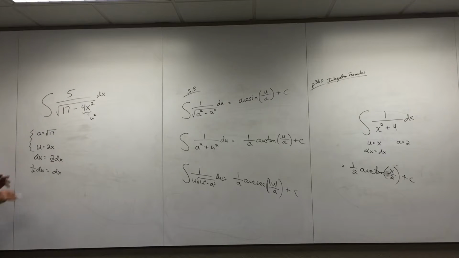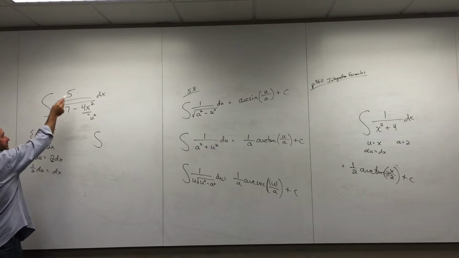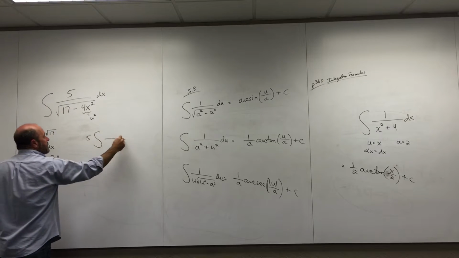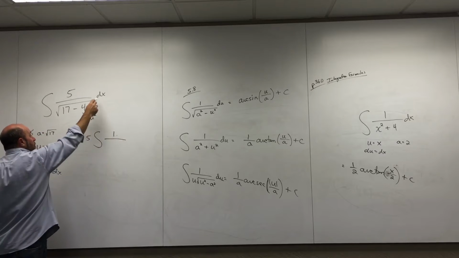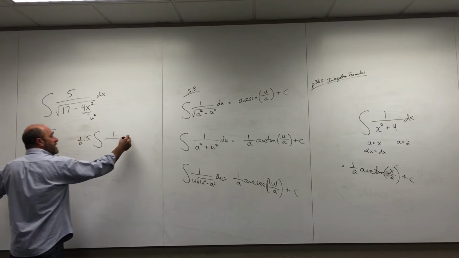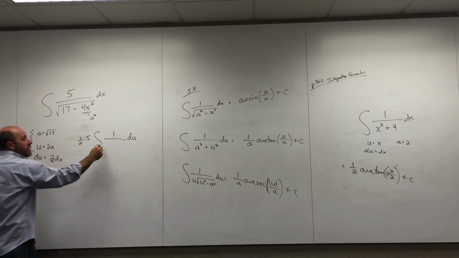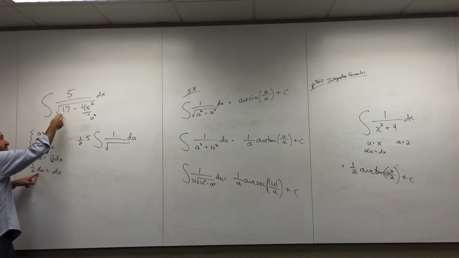I'm ready to write down the answer. I feel like maybe I should play the replacement game, though. The 5 comes out. That leaves me a 1 on top. What about that dx? It spits out the 1/2. I'll pull that out there, du. So I just replaced the numerator. What's this denominator? The square root of 17.